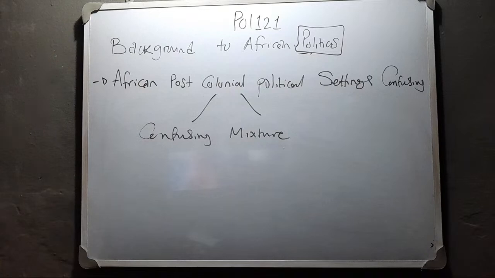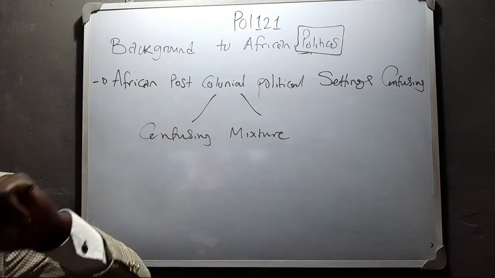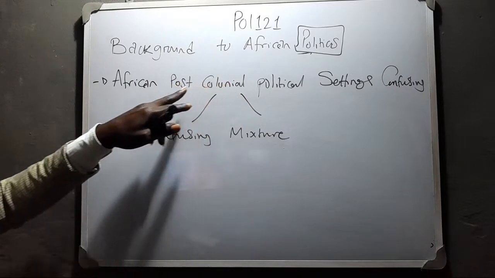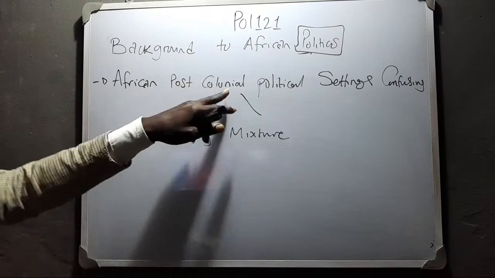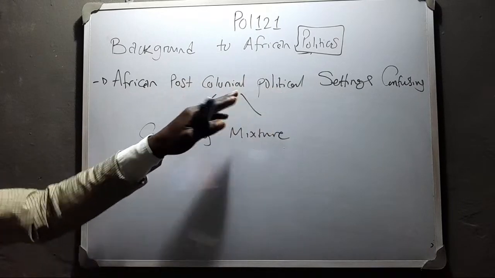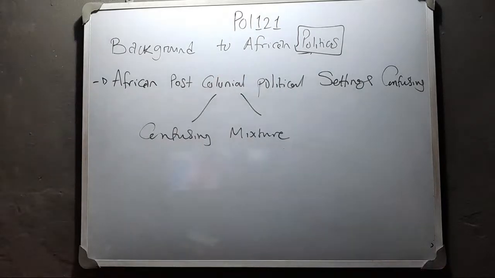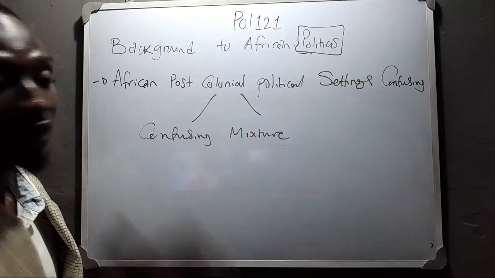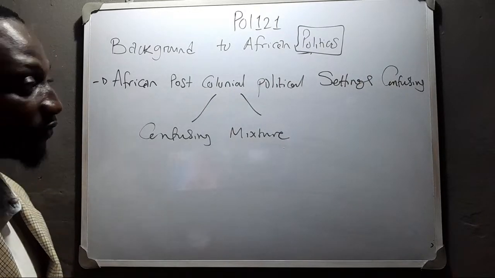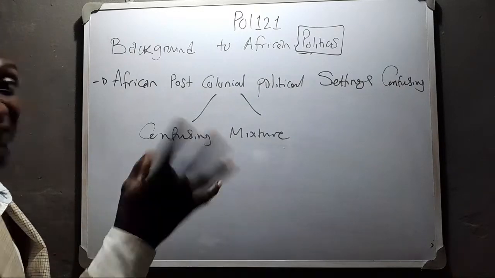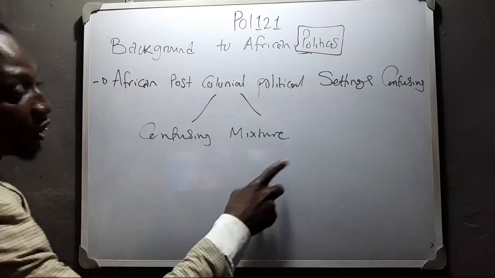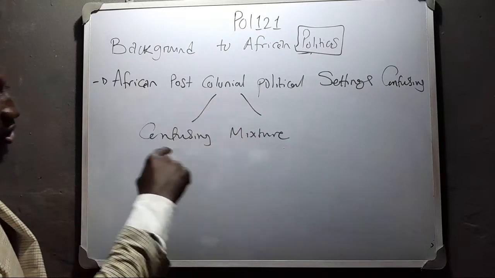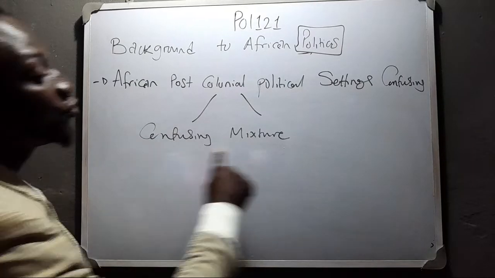Now let's not forget that post is after. Let's not forget that before this inception, before the colonial masters arrived, there was a political system. That's a story for another day. Now, they came, they changed things. They forcefully changed things, right? That's why we said it's corrosive. After they changed everything and left, or they were pursued out, or they were insisted to leave, there was an imprint. The imprint they left is confusing. It's a confusing mixture now.